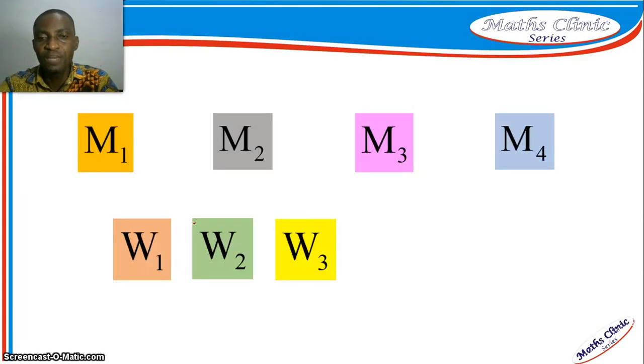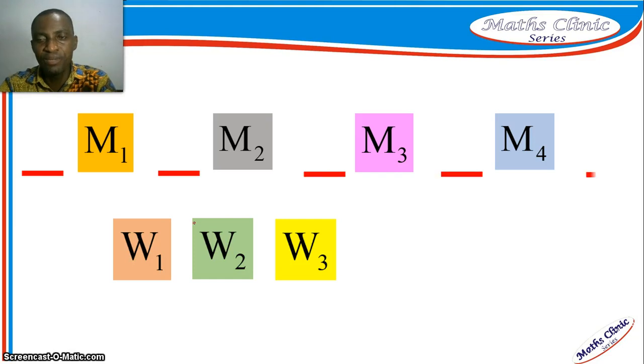Now, we want to keep all the 3 women apart. If we keep them apart, we are left with 4 men. And the 4 men, if you arrange them in a line, can be seated in 4 factorial ways. Do you agree to that? So the men will give us 4 factorial ways.